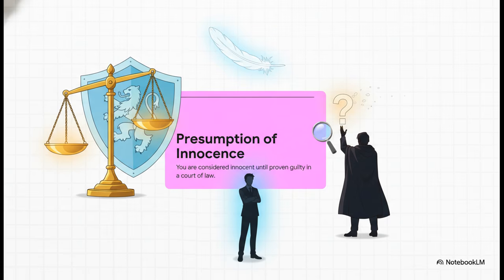Next up, the presumption of innocence. This is a massive protection for every single citizen. It means the pressure is on the prosecution. The state has to prove someone is guilty. You don't have to prove you're innocent. It's a fundamental guard against people being punished for things they didn't do.